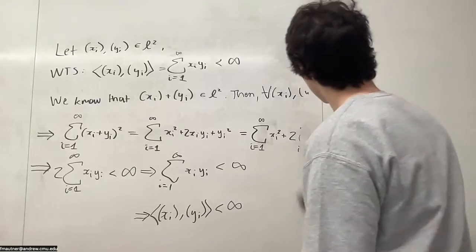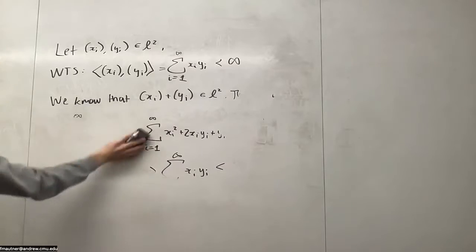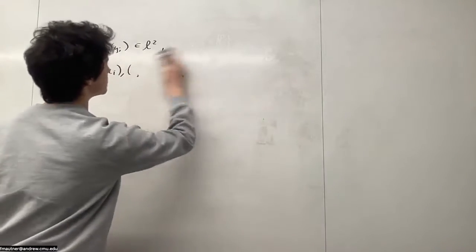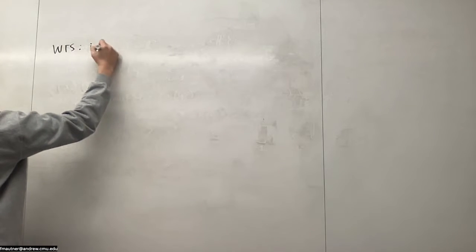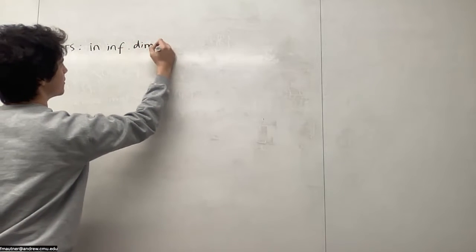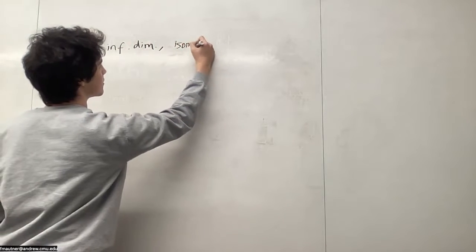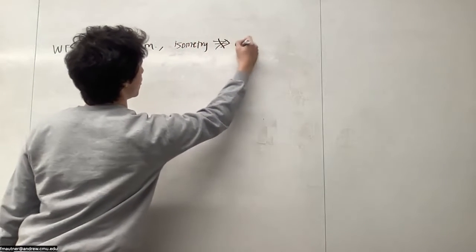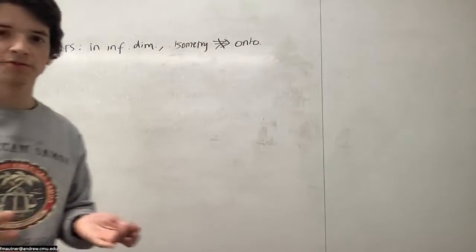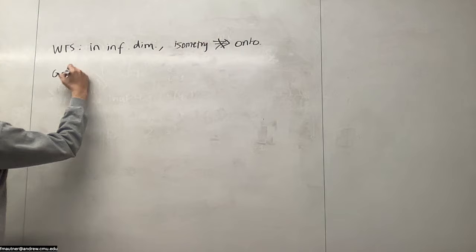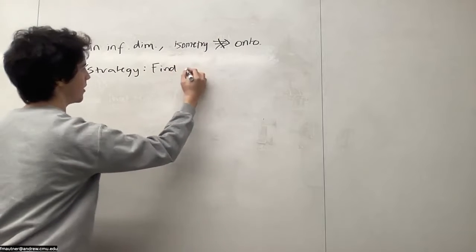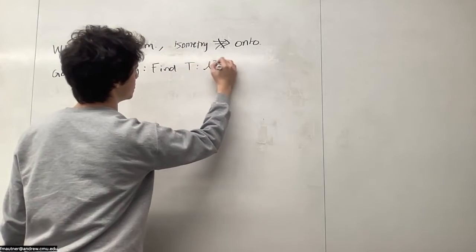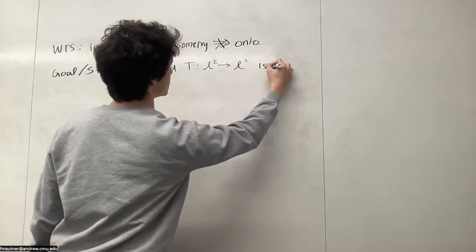So let's just clear this up. Okay, so let's recall what we want to show. We want to show that in infinite dimensions, isometries do not imply onto. So what is our strategy? Of course, just to find a counterexample. So our goal, our strategy: find an isometry, I'll call it T, from let's say L2 to L2, isometry.